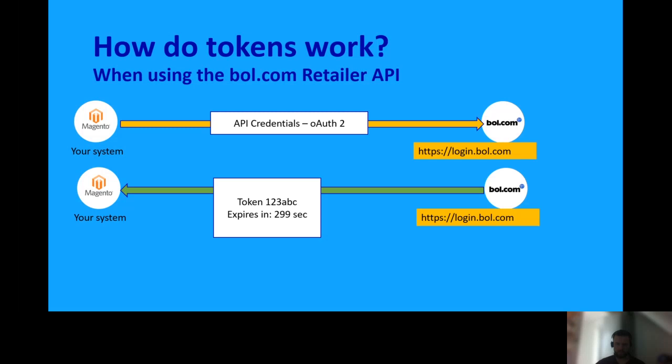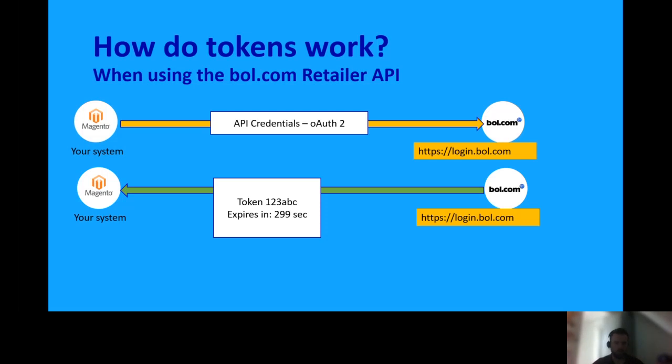So how could the incorrect use of a token cause a block on the website? The token works as follows. I've chosen Magento as an example, but this could be WooCommerce, Shopify, SAP, any system that you use for your shopping processes. Your system connects to login.bol.com with its API credentials that you get through the dashboard using OAuth 2. If this is successful, login.bol.com will return a token which includes an expiration that tells you how long this token is valid for.